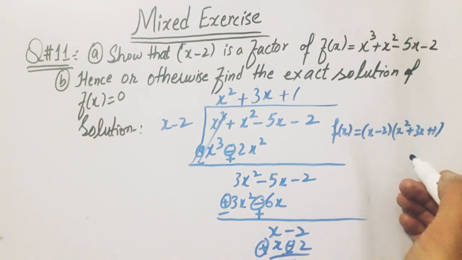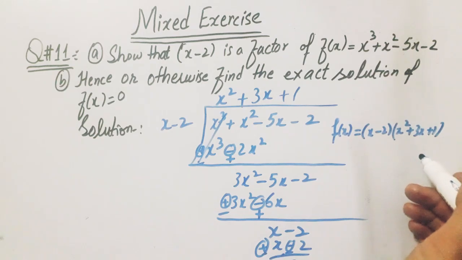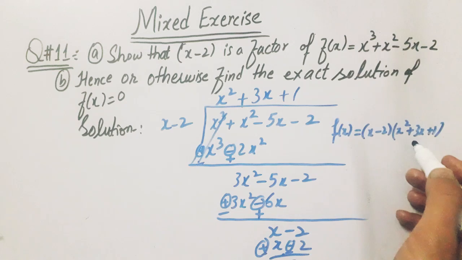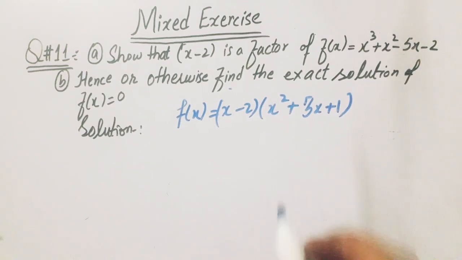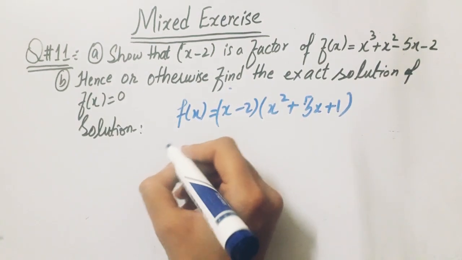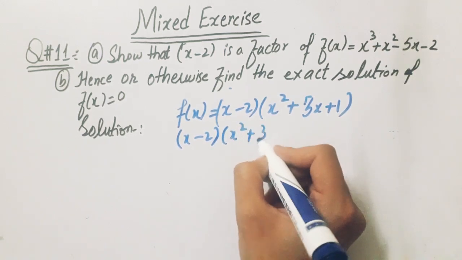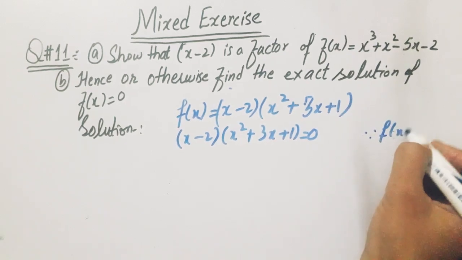x minus 2 into x square plus 3x plus 1. Now you cannot make the factors of this x square plus 3x plus 1, but you have to find the value of x. For this purpose, you will apply the quadratic formula in this part to get the value of x. Now put f of x equal to 0, which means x minus 2 into x square plus 3x plus 1 is equal to 0. Since f of x is equal to 0.